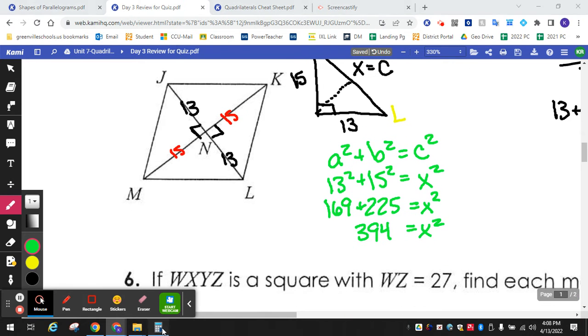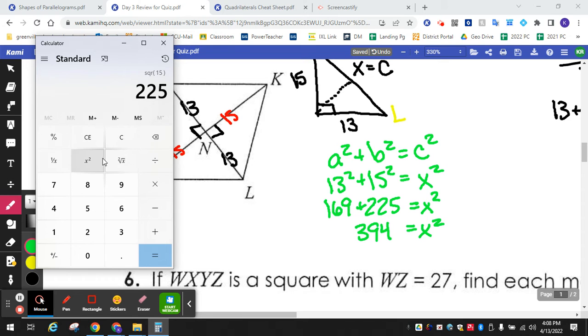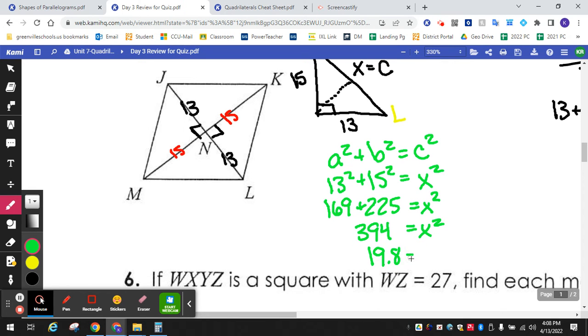And then take the square root. On my calculator, it'll be your yellow button, control, x squared. On this scientific calculator, you do 394 first and then the square root button. We're going to round it to the tenths place, so 19.8. So I had to get rid of the squared, I had to take the square root of both sides. So K to L is 19.8.